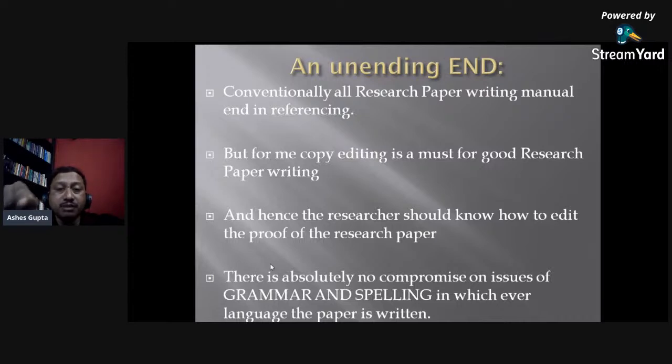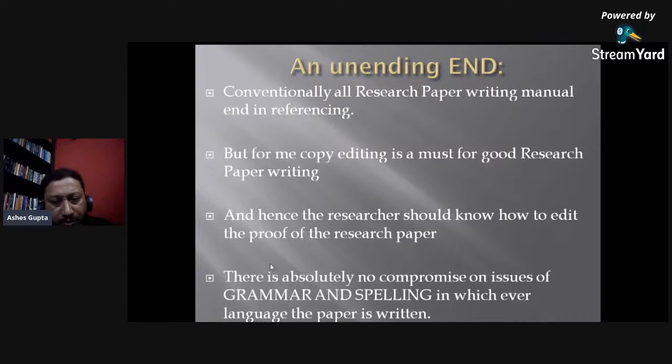For me, copy editing is a must for good research paper writing. You should know the craft of copy editing. You should know how to edit your copy, read your proof, and do corrections on that. Hence the researcher should know how to edit the proof of the research paper. It happens most of the time. Many journals would send back your paper saying, please go for a grammar check, please go for a typographical check, please go for a spelling check. And then what happens? You don't know where to look. You should be capable of copy editing. You should be able to copy edit your own paper. Know where, because of foresight or negligence, you have committed a grammatical mistake, a spelling mistake, or a punctuation mistake. And copy editing is a skill which has to be honed and learned. So we could take up this session some other day.